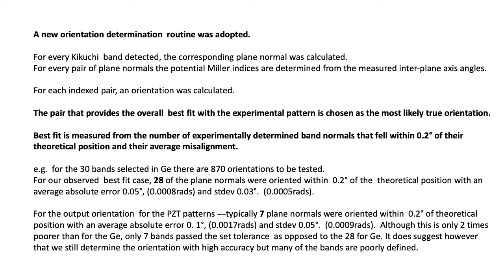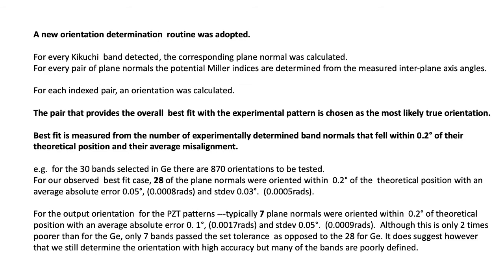Best fit is measured from the number of experimentally determined band normals that fall within 0.2 degrees of their theoretical position, together with the average misalignment of these plane normals. For example, for the 30 bands selected in germanium, there are 870 orientations to be tested. For our observed best fit case, 28 of the 30 plane normals were oriented within 0.2 degrees of the theoretical position, with an average absolute error of 0.5 degrees, or 0.0008 radians.